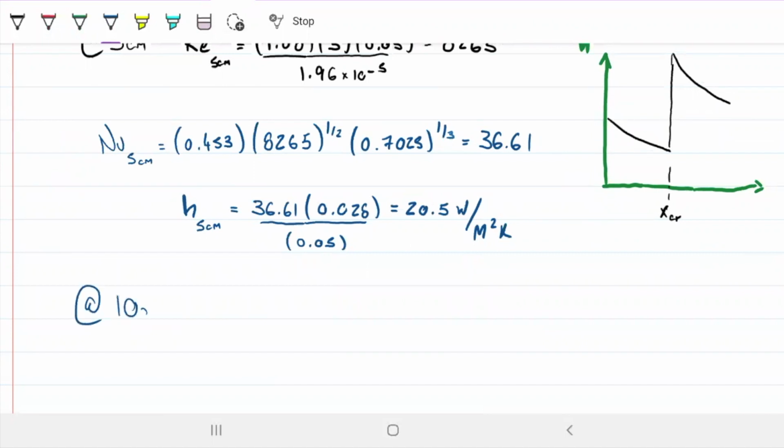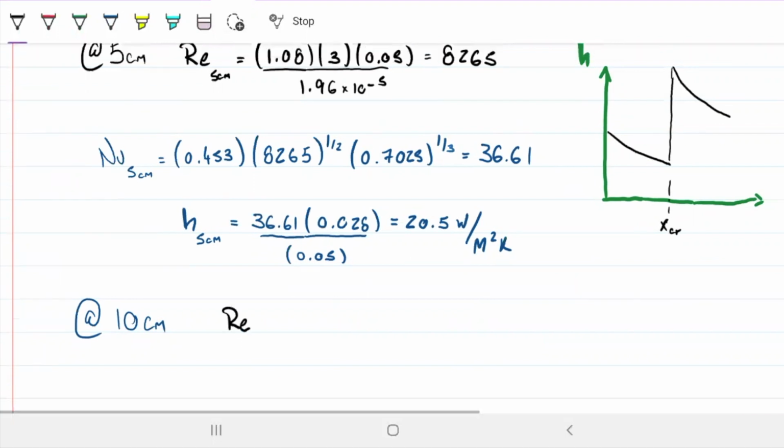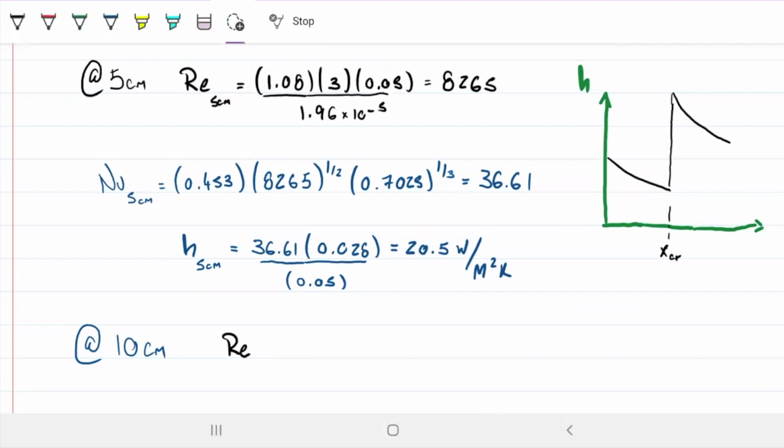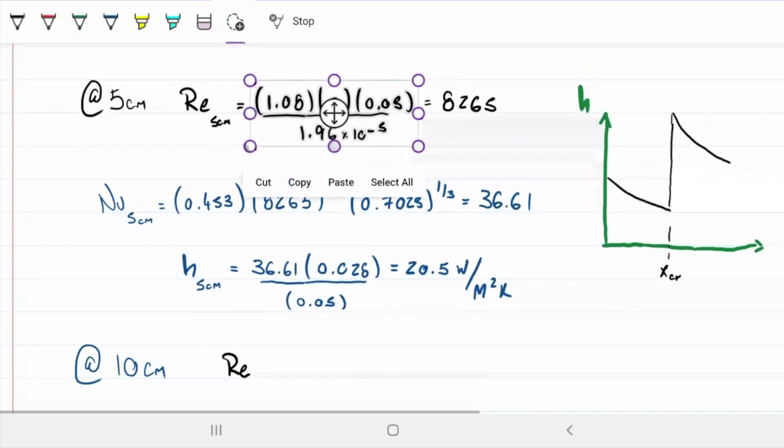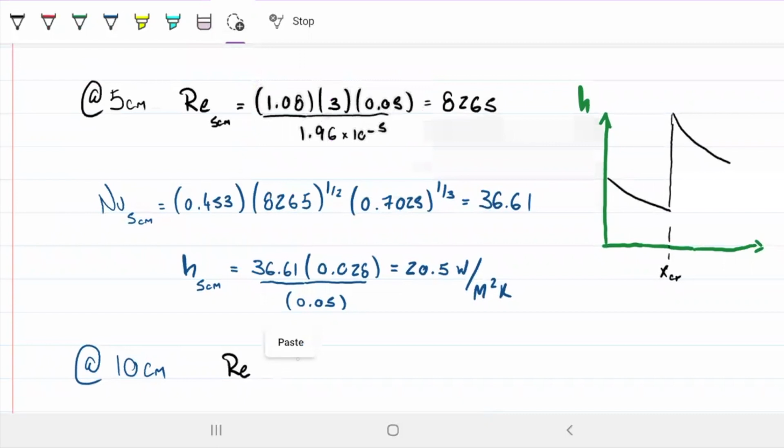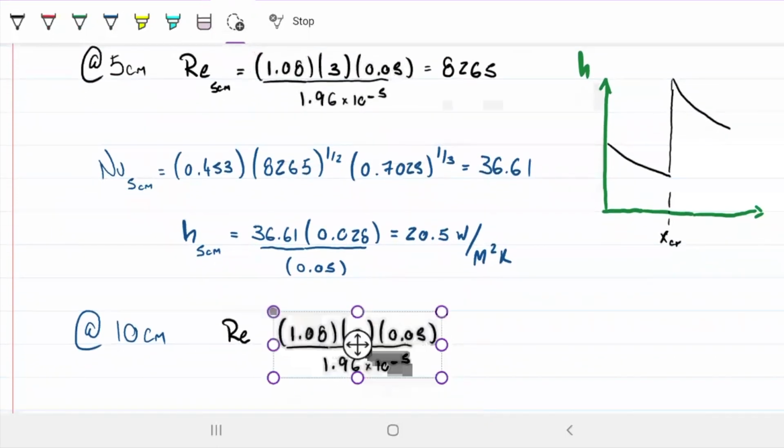At 10 centimeters, because the whole thing is laminar, I would expect my H to decrease now, to be smaller than the 20.5. The first thing I need to calculate is Reynolds. Everything will be the same, so I can actually be cheeky, because everything is the same except for this guy here, which becomes 10. So this Reynolds is 1653.